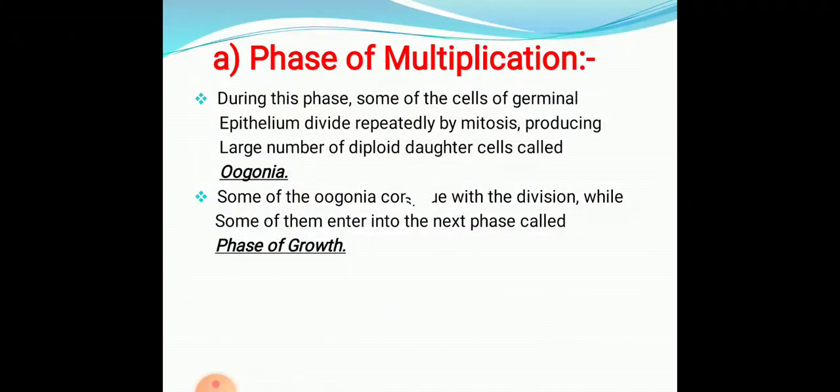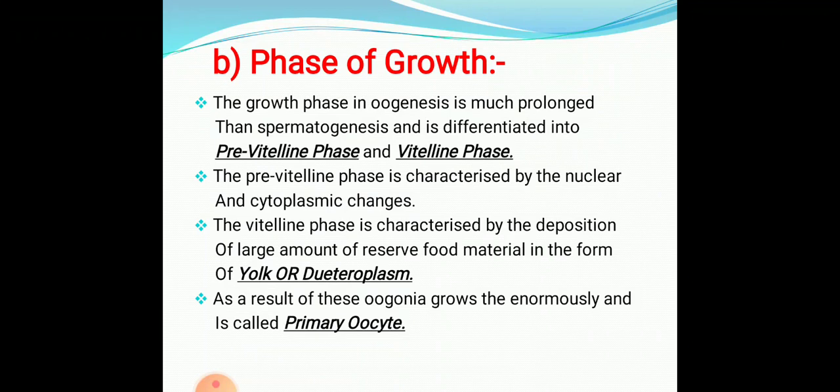In the next slide you can see the phase of growth. The growth phase in oogenesis is much more prolonged than in spermatogenesis and is differentiated into the pre-vitelline phase and the vitelline phase. So as compared to spermatogenesis there is a little difference: here there are two phases we are going to see, the pre-vitelline phase and the vitelline phase. The pre-vitelline phase is characterized by nuclear and cytoplasmic changes. Vitellogenesis, you have heard, means the process of formation of yolk.